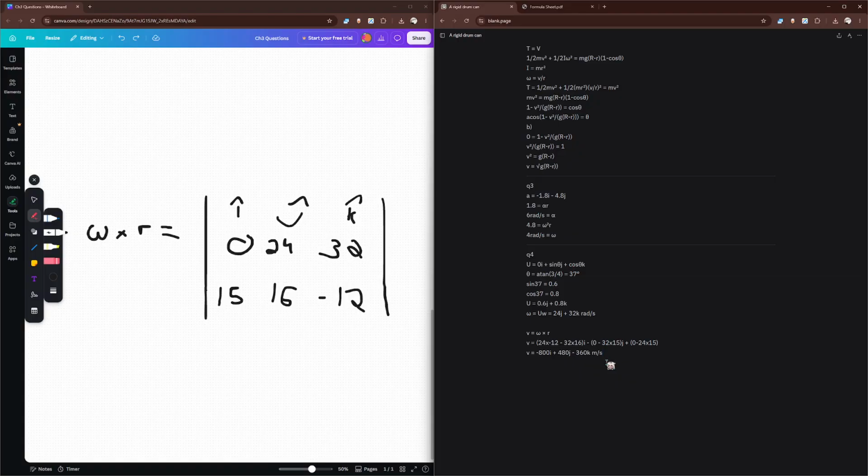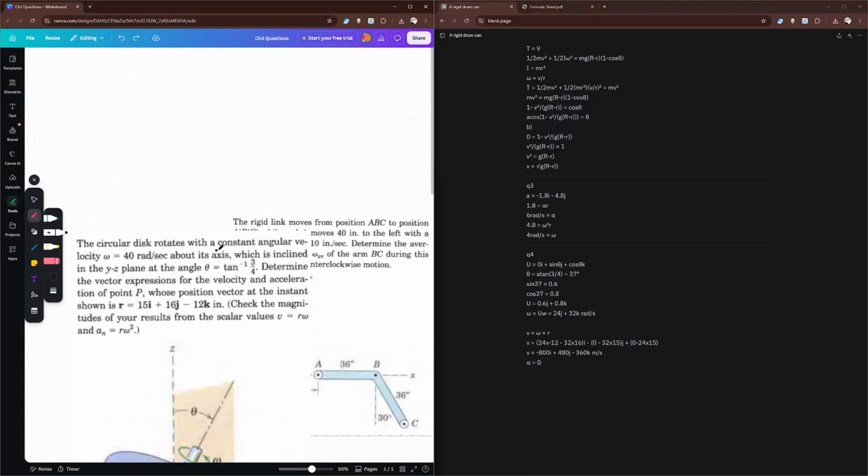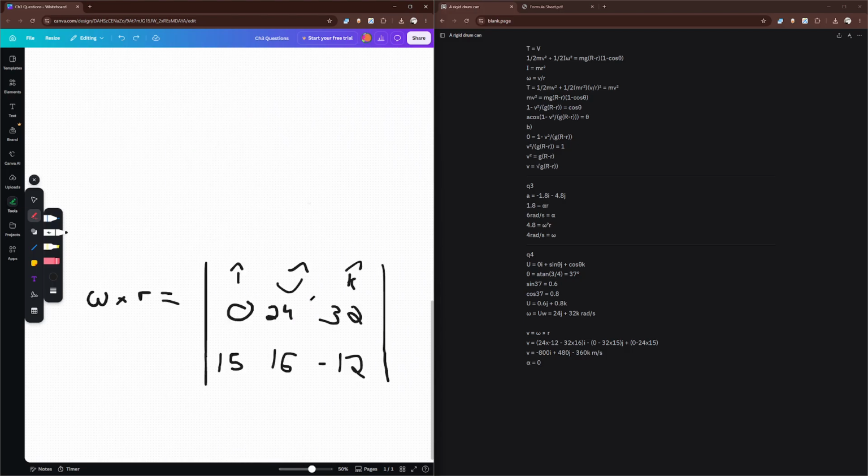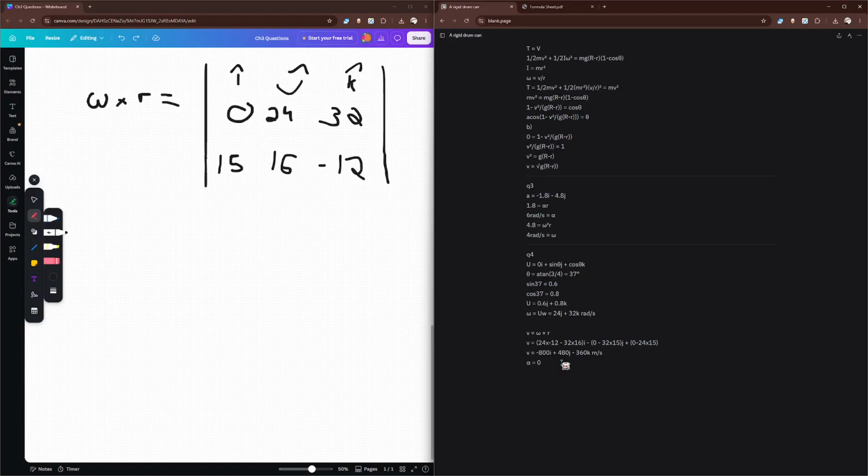So we know that angular acceleration here, alpha, is equal to 0, right? Now, the reason for this is the angular velocity is constant, as mentioned here. And constant angular velocity means that you have no angular acceleration, right? So we know that this is equal to 0.